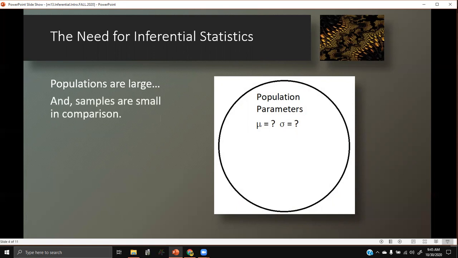Samples are small by comparison. However, we know everything there is possible to know about our sample. We know the mean, the standard deviation, the sample size, how it was collected. We know an awful lot about our sample.